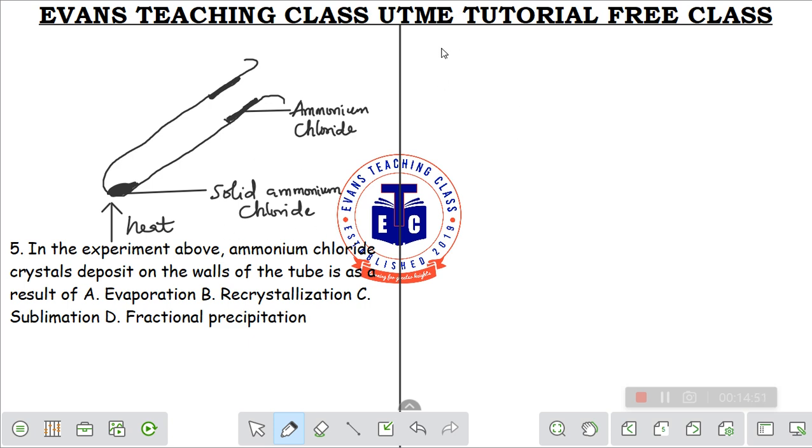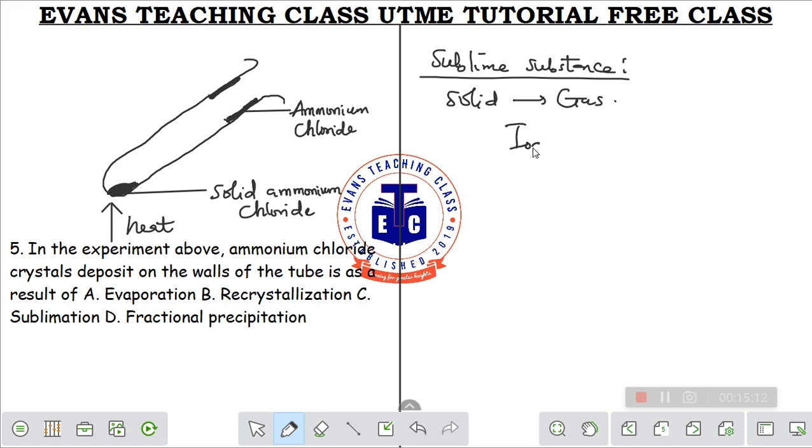Now I need to tell you that there are some substances called sublime substances. So what do I call them? They are sublime substances. Whenever you heat them, they are solid, and they will become gas. So that's why they call them sublime substances. These sublime substances, I think iodine is part of them.